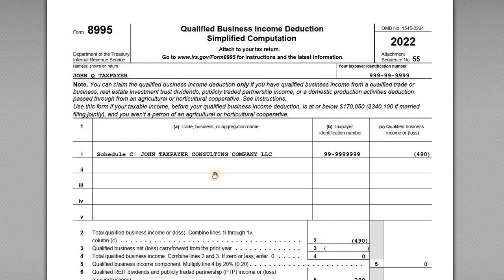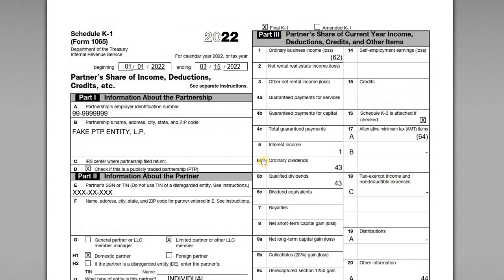So in our example here, we're going to look at the interaction between PTP income and what happens if you also have other qualified business income that doesn't fall within those categories. So I've got the sample return in front of us here, which we'll go into in more detail. I do have a sample Schedule K1, a fake K1 from a PTP entity, and we're going to see how these items get reported on the return and where we get those QBI amounts.